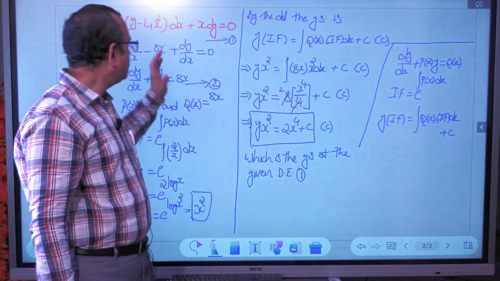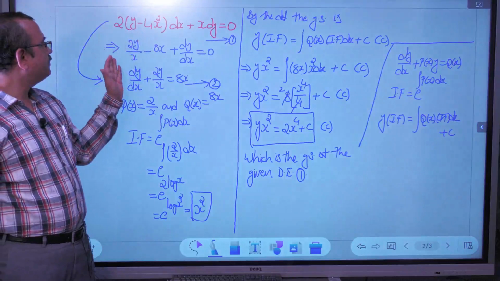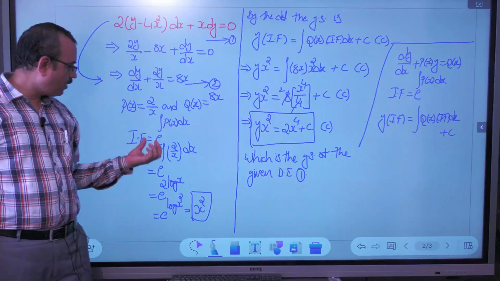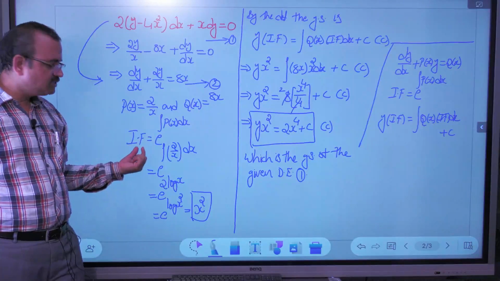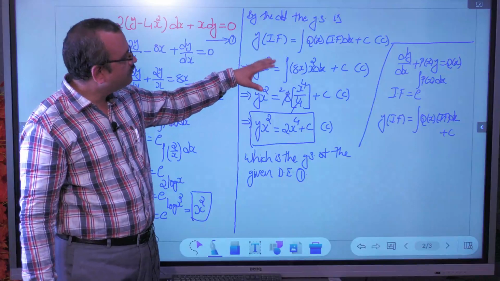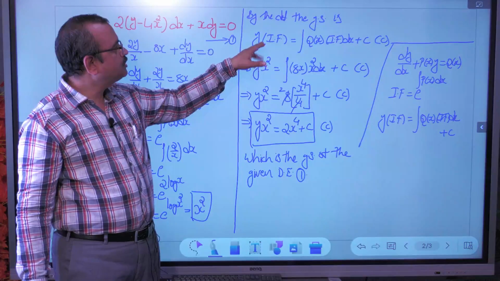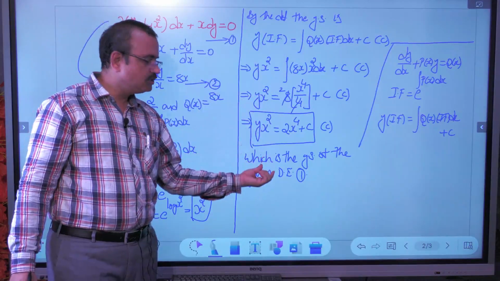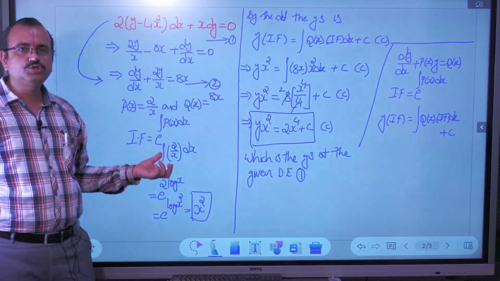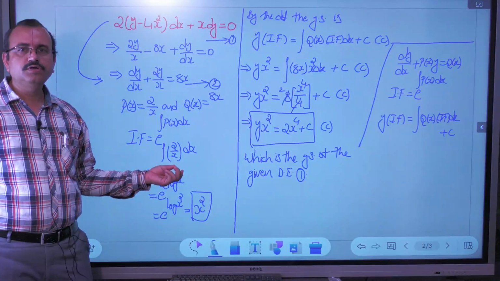Whenever any problem is given, first of all you try to convert that into the standard form, and then you evaluate the integrating factor, and then by using the definition for the general solution we can find the solution very easily. So this is how we can identify and solve the first order linear differential equation.